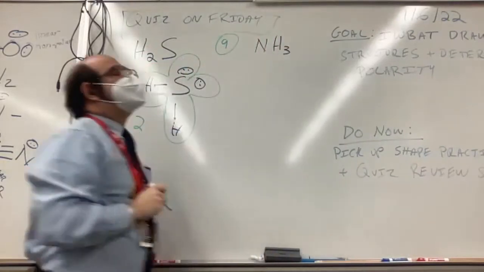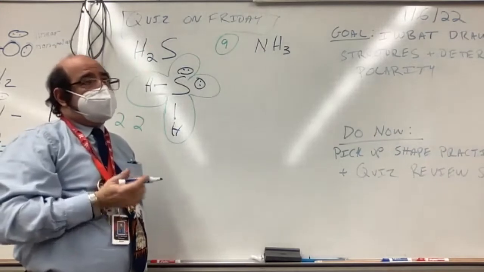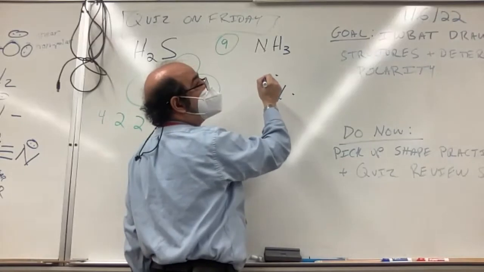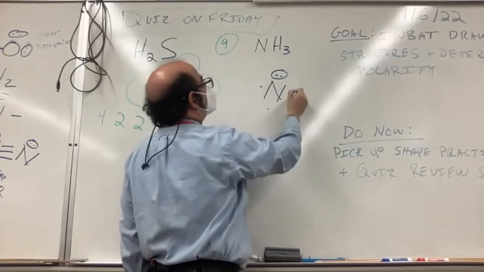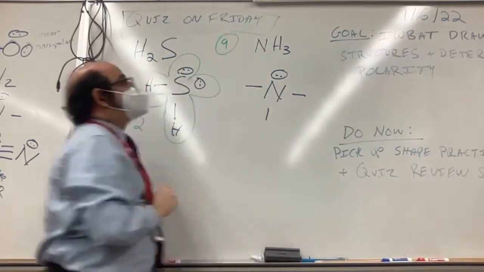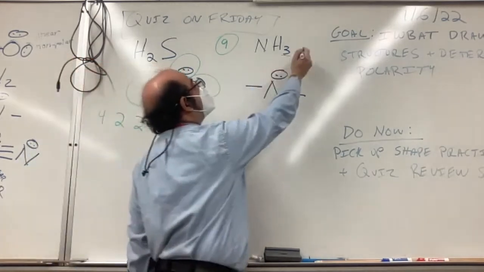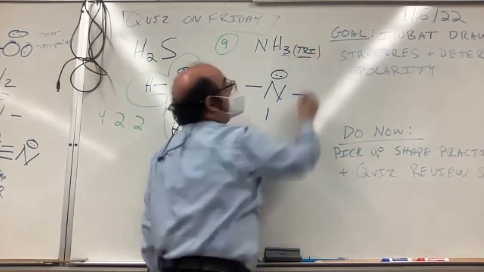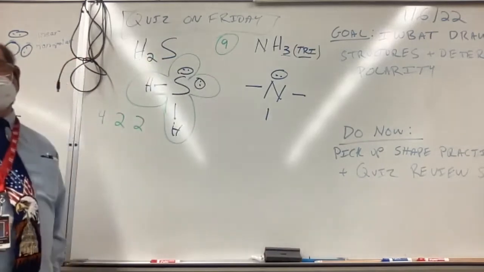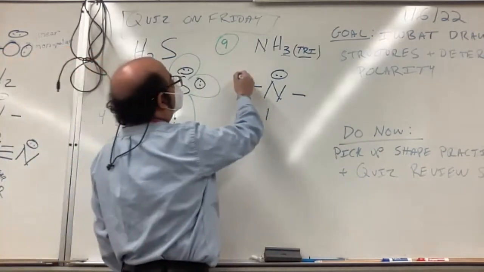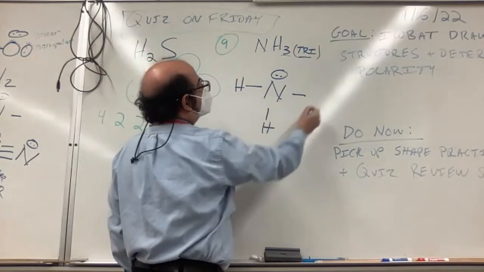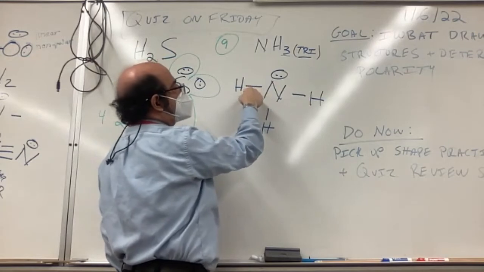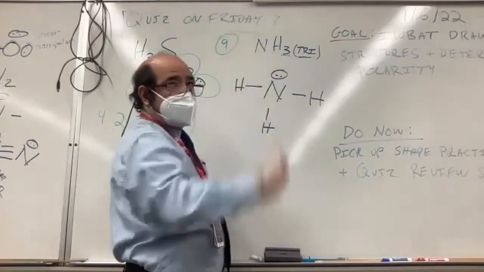NH3. Obviously, H is not in the middle, so let's start with the N. 1, 2, 3, 4, 5. Bond, bond, bond. There's going to be 3 H's. Hint, 3 is tri. That's a hint at what its shape is going to be. H is going to be here. H is going to go here. H is going to go here.